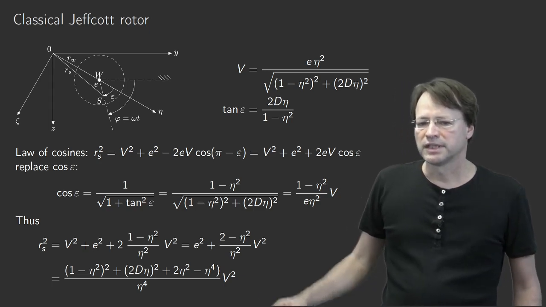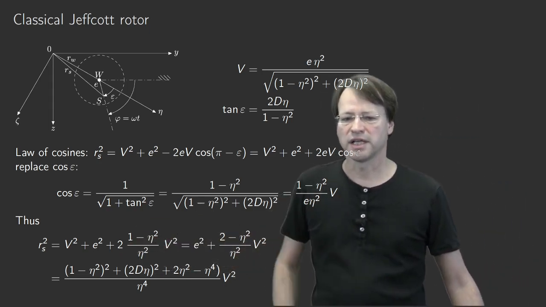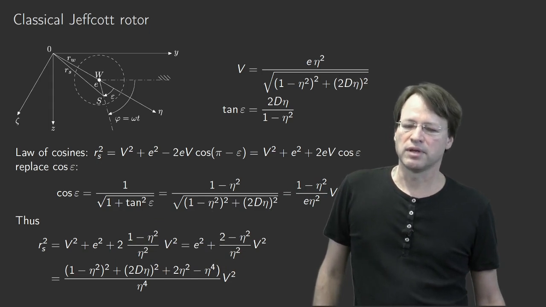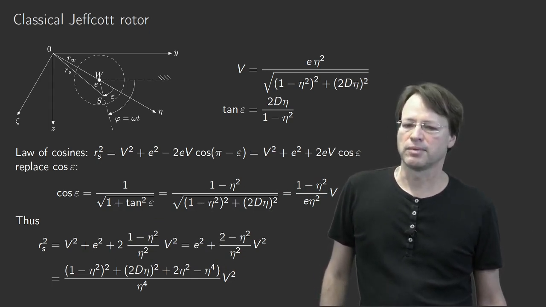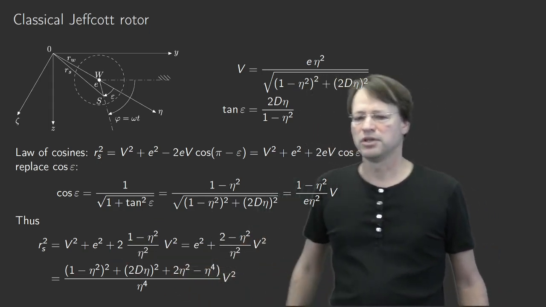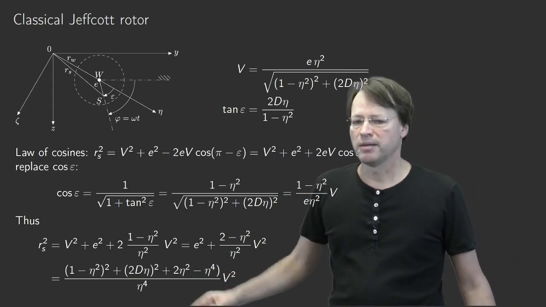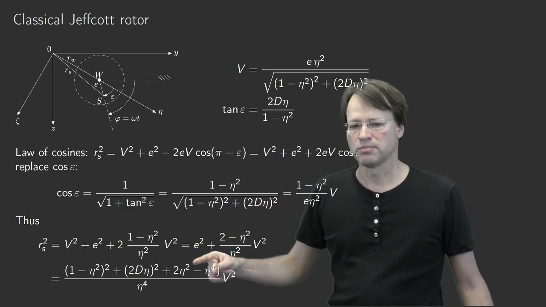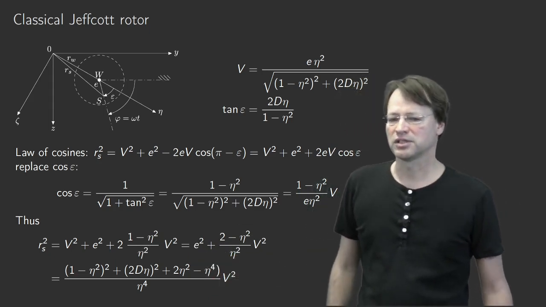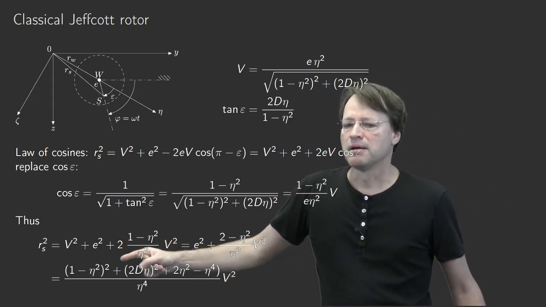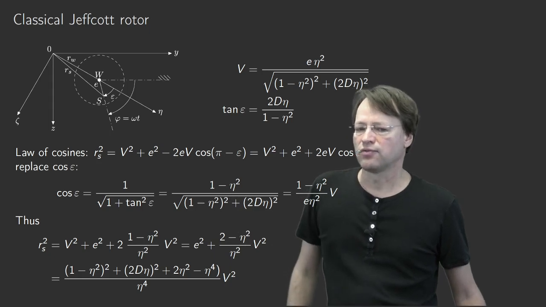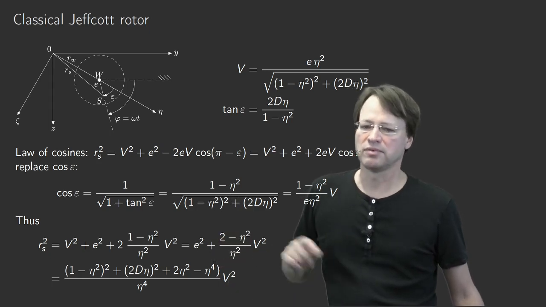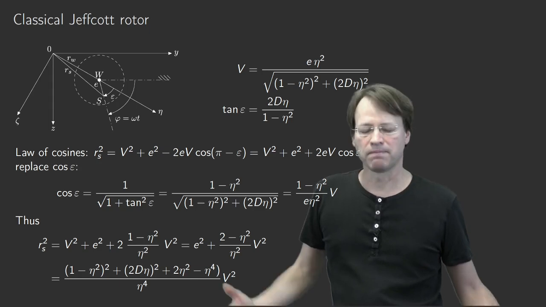Now, let's have a look at that expression again. So we see that we have 1 minus eta squared. This calls for a binomial formula, namely for 1 minus 2 times eta squared. That's good, because we have plus 2 times eta squared here. Plus eta in 4th power. That's also good, because we have minus eta in 4th power there.